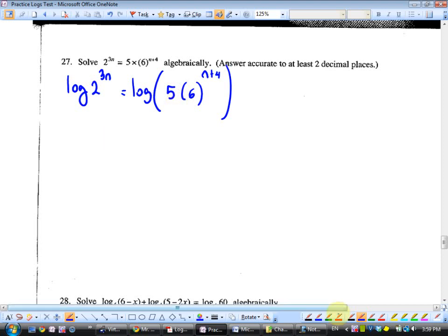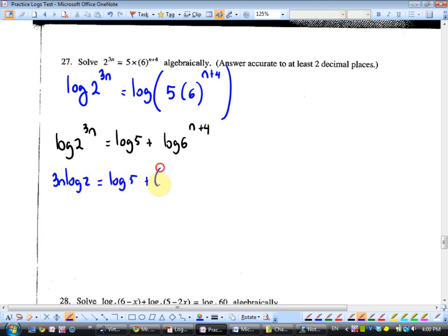I'm going to write this as the log of 2 to the 3m equals the log of 5 plus the log of 6 to the m plus 4. And I can now start moving exponents to the front in brackets if they're binomials. And Miguel, I'll clearly see where that m plus 4 is going to end up. It's going to end up here, not here. It's going to be 3m log 2 equals log 5 plus bracket m plus 4 log 6.